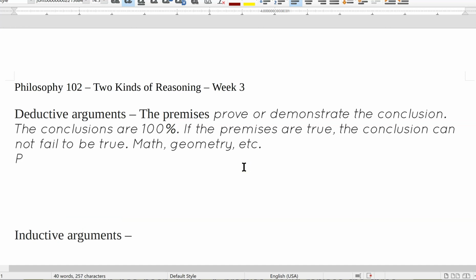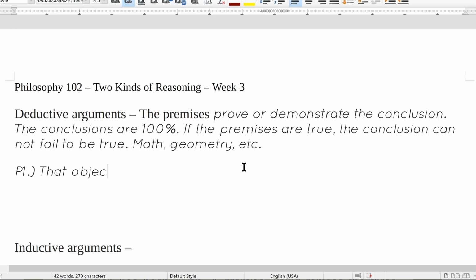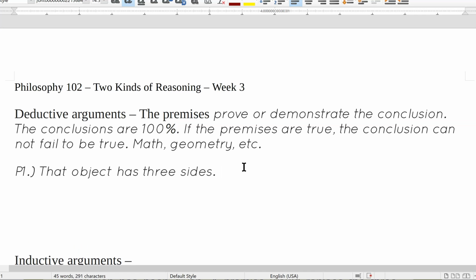Let's try to make one. So I'm going to make a geometry kind of argument that's pretty basic. Our first premise is going to be that... and our premise 2 is maybe going to be all angles are equal in that object, right?